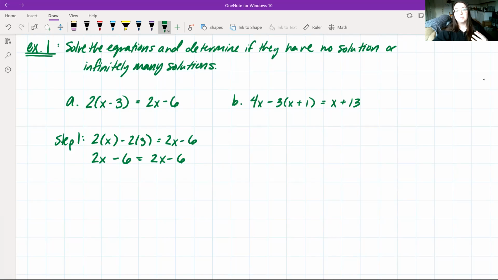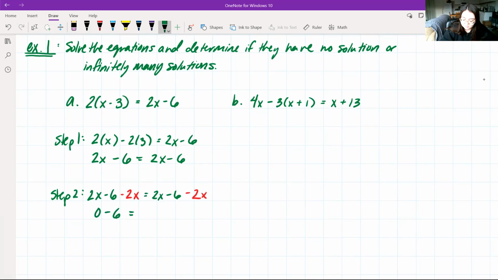Now we want to combine our variables to one side. We want to isolate variables to just one side. So let's go ahead and subtract 2x from both sides. So if we have 2x minus 6 minus 2x is equal to 2x minus 6 minus 2x, what's going to happen is we have 2x minus 2x. Well, that's going to be 0x. So we're going to get 0 minus 6 is equal to 2x minus 6 minus 2x.